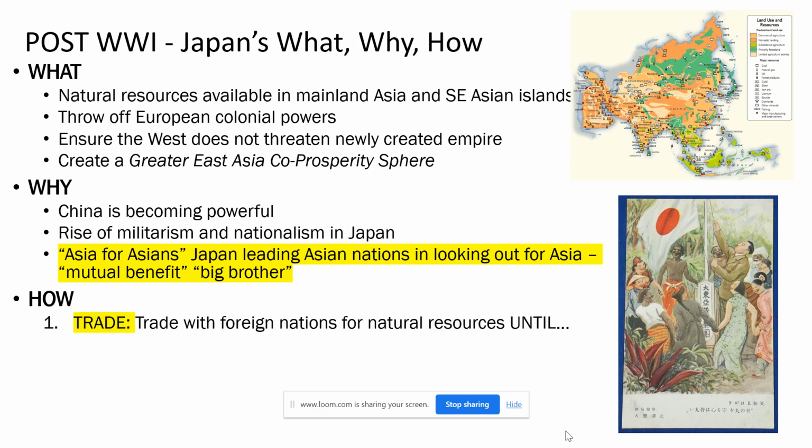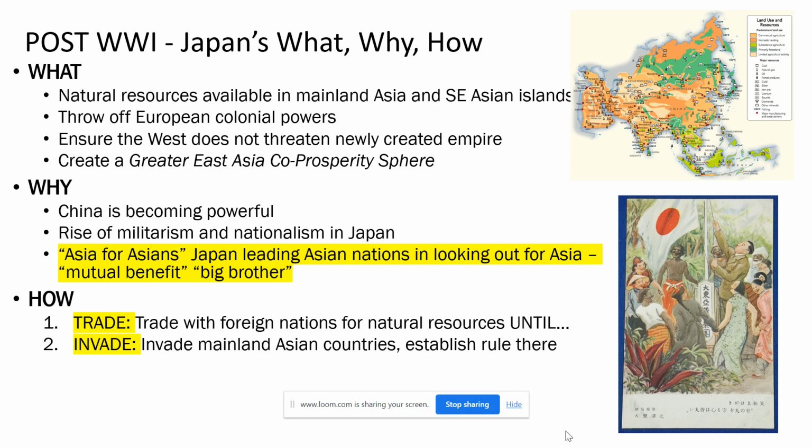Now, first off, they absolutely rely on trade. They have to trade with foreign nations for those natural resources to be able to even get started. Like I said, they're an island, they're small, and they have to be in good graces with those Western powers to be able to get those natural resources from them, until they're ultimately able to invade those mainland Asian countries.